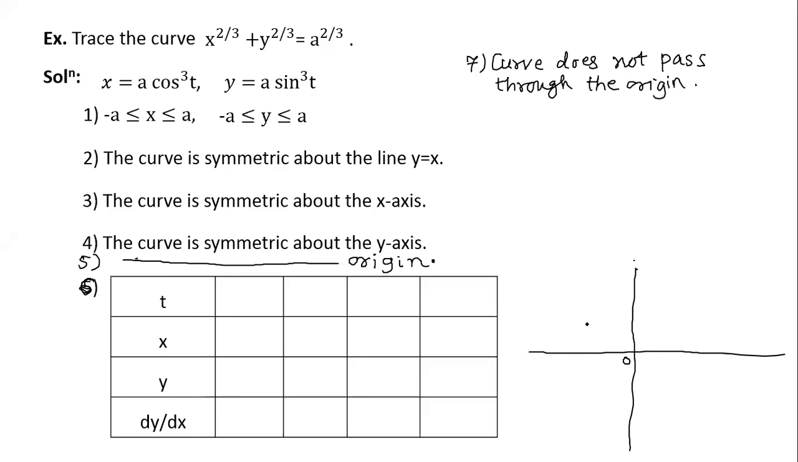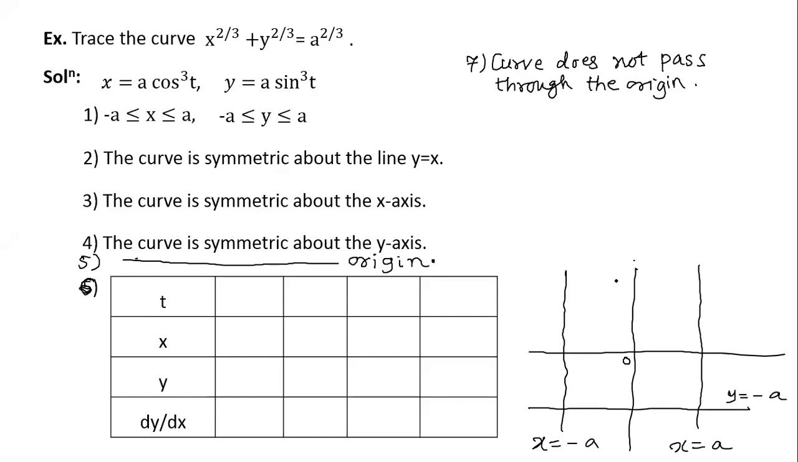As we had said, x lies from minus a to plus a. So let us have this line x equal to minus a and x equal to plus a. Similarly, y from minus a to plus a. So this is the line y is equal to minus a. This is the line y is equal to plus a. So whatever is the curve, that curve is going to exist within this square only. Not a single point of the curve will be lying outside this square. Okay. So this is very much clear. This much is enough for us.